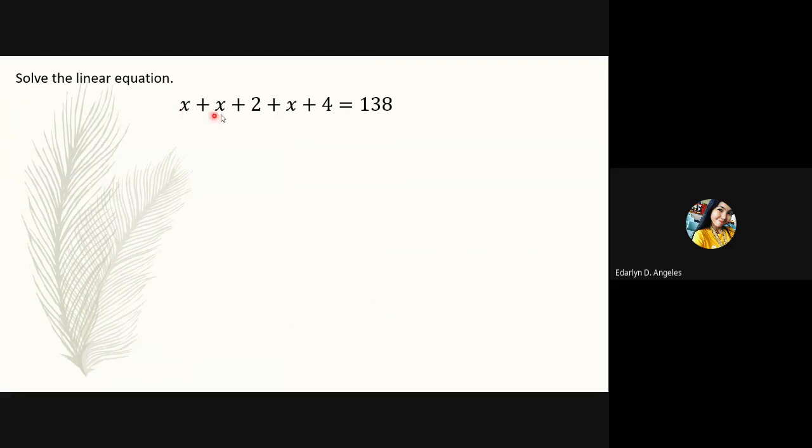Again, our given is x plus x plus 2 plus x plus 4 is equal to 138. So again, our first step here is to combine the like terms. So that would be x plus x plus x is 3x, plus the constants 2 and 4 is 6, equals 138. Okay? Then by transposition, for us to isolate the variable, we need to transpose 6 to the other side. That would be 3x equals 138, changing the sign to its opposite, negative 6.